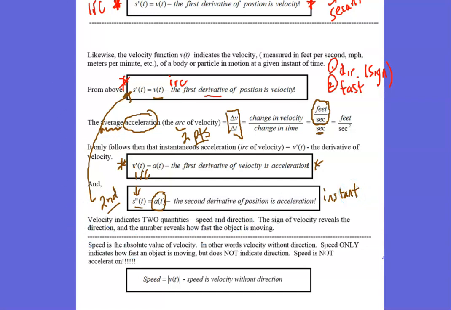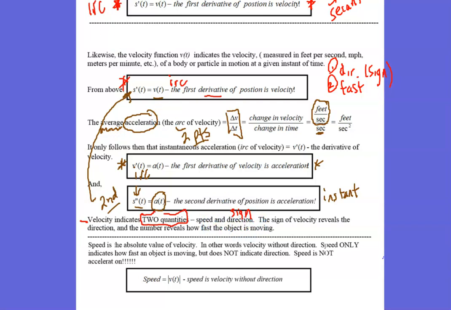As I said above, let's go back into red because we're talking about velocity. Velocity indicates two things. It tells you how fast the object is going, and it tells you the direction the object is moving in based on the sign. The sign of velocity reveals the direction. The number without a sign tells you how fast the object is moving.